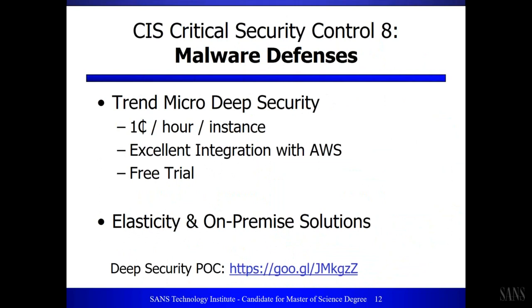Now, I have no affiliation with Trend Micro or even Amazon for that matter. Deep Security is a solution that myself and a few other of the SANS students evaluated as part of a group project. And I was actually very impressed with its ability to integrate with AWS. Smart vendors are following Amazon's lead, and they're offering free trial periods and low-cost elastic pricing so that it's very inexpensive to learn their technology.